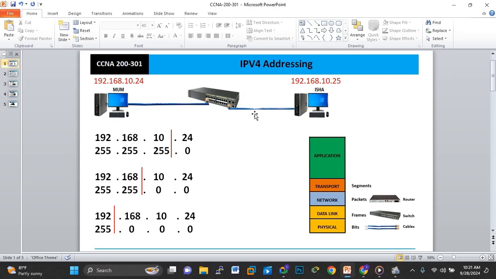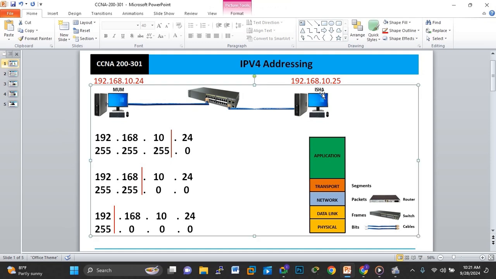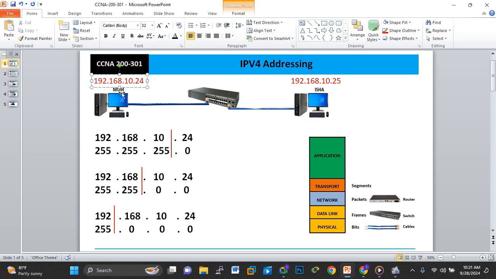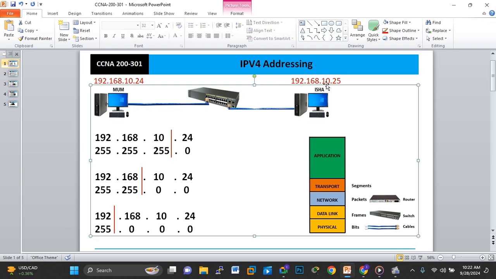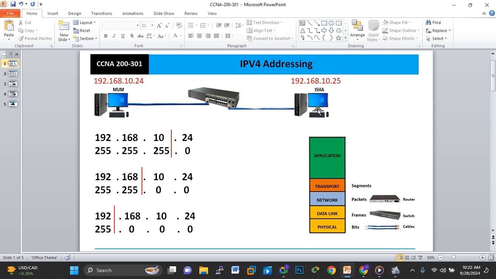On this topology, with this slide, you can now see that we have two PCs. We have Mom's PC here and Aisha's PC here. You can see this PC has 192.168.10.24, whilst this other PC has 192.168.10.25. Now there is a switch. Within this switch, we have already connected what we call an Ethernet cable between the two switches.